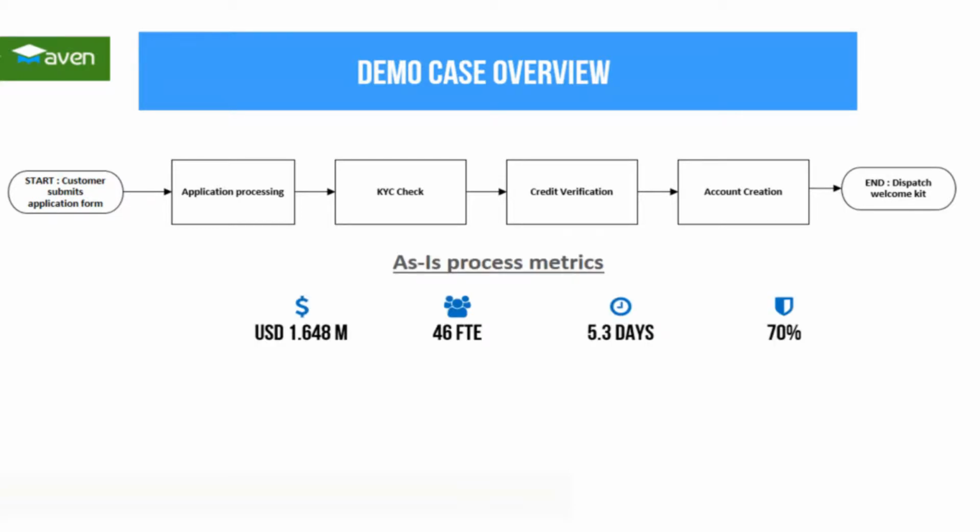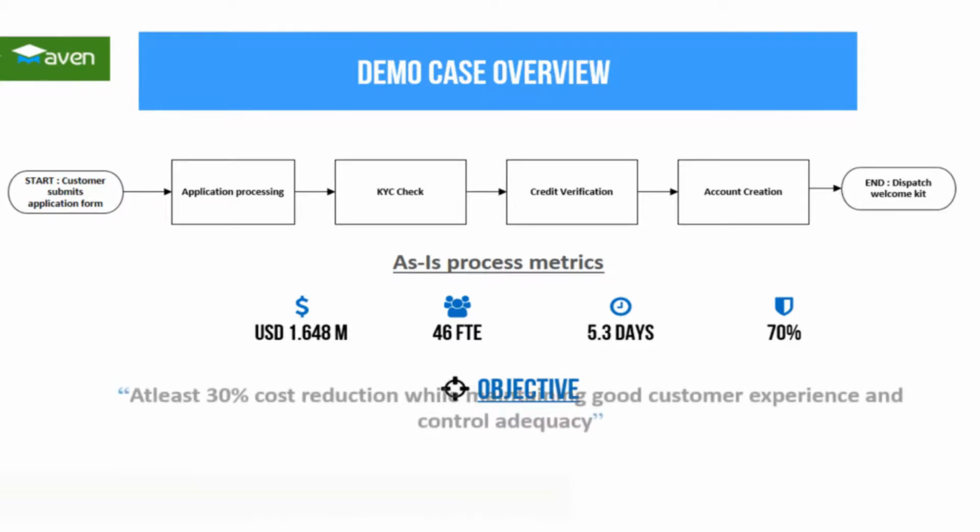Here, we sum up the current state process metrics into cost, total team count, cycle time and controls coverage. To understand what we are solving for, we define an objective of cost reduction.